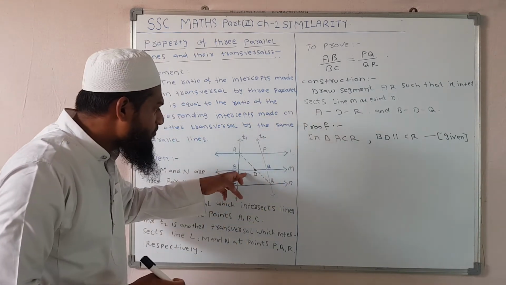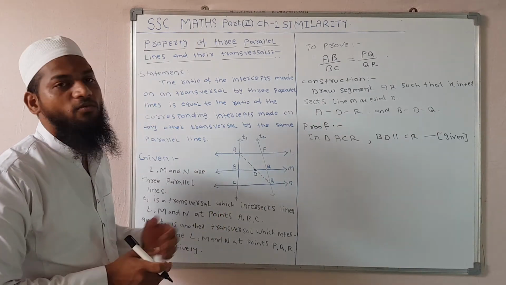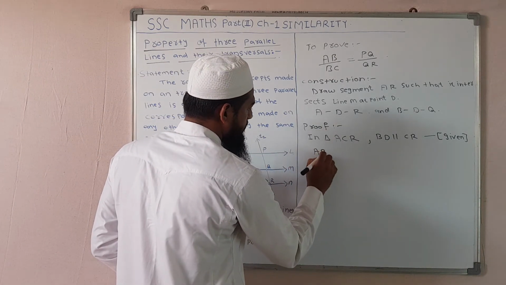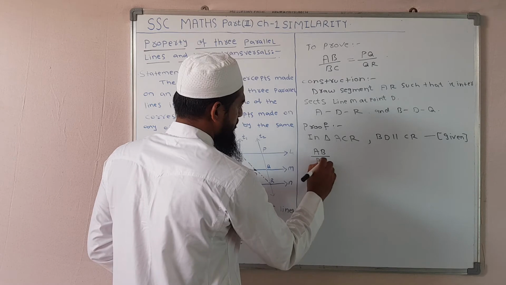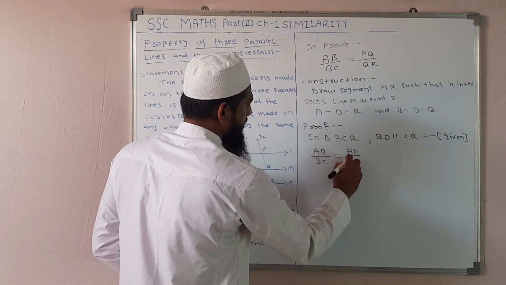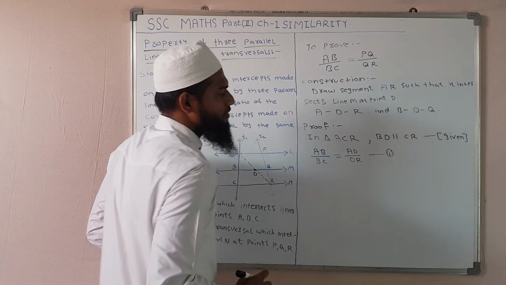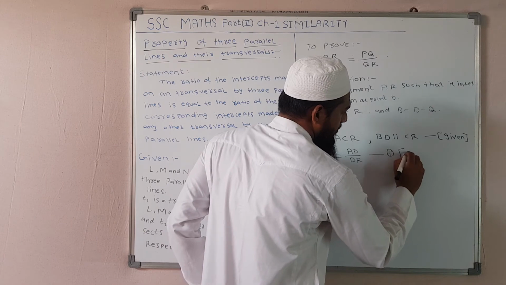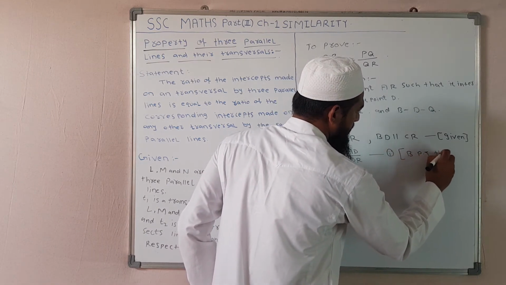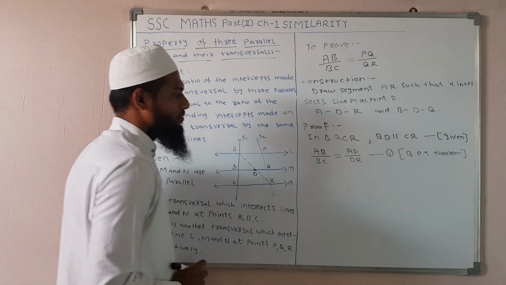And if BD is parallel to CR, then according to the basic proportionality theorem, what can we write here? We can write AB upon BC is equal to AD upon DR, and give the equation number 1. What is the reason? According to the BPT theorem.